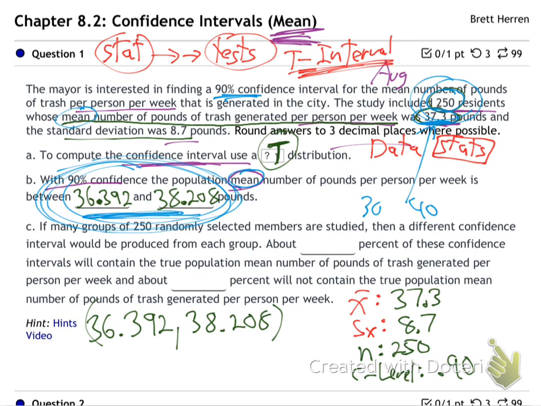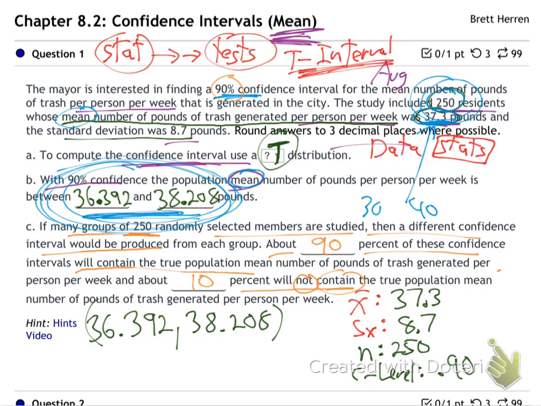Good. All right, what about this last part then? Coming on down here. If many groups of 250 are selected and studied and confidence intervals are formed for each group, about what percent of these will contain the true population mean? Yeah, that's just always 90, huh? That's always whatever here. And what percent will not contain? 10%. That's always 100 minus 90, right?